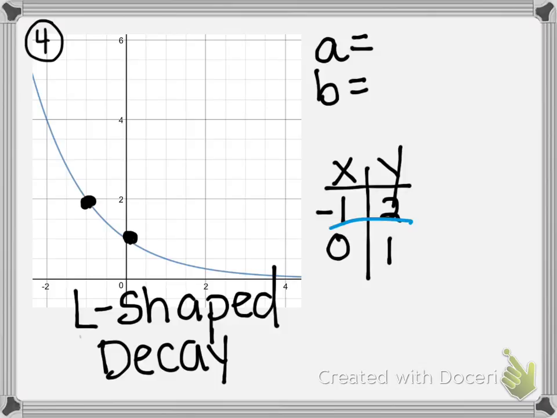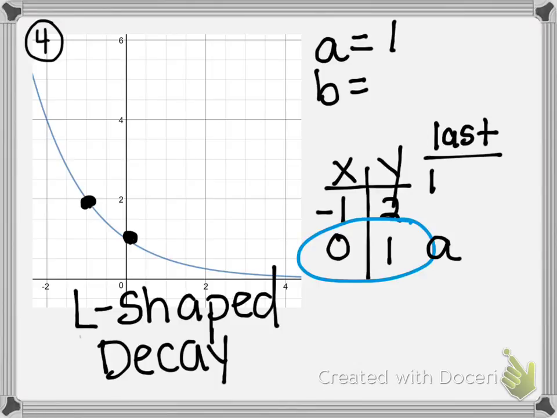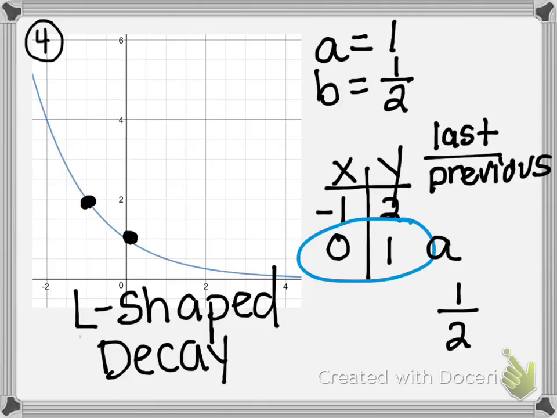So again, my y-intercept is where the x value is 0. So I know that my y-intercept is 1. And to find my base, we're going to take the last and divide it by the previous in order to work backwards from multiplication. So my last was 1, my previous was 2, so I know that my base is 1/2. And 1/2 is between 0 and 1, so we know that that is decay.